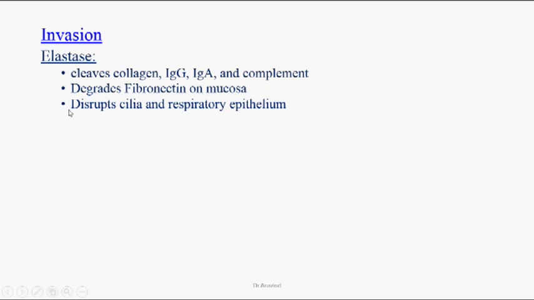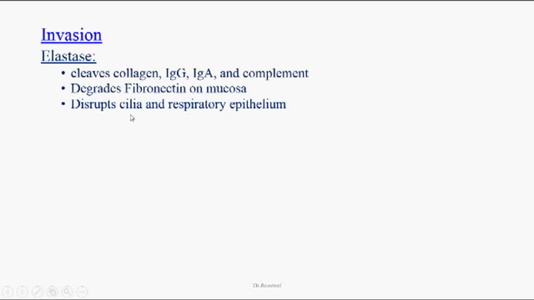Invasion can occur with the help of elastase enzyme that is secreted by this organism. This elastase enzyme cleaves collagen, IgG antibodies, IgA antibodies, and complement so that it can suppress the immune activity. And this elastase enzyme can degrade fibronectin on the respiratory mucosa so that the mucosal receptors will get exposed. Whenever this fibronectin is removed from the respiratory epithelial cells, the mucosal receptors for the pili will get exposed so that this organism will bind to the respiratory epithelium.